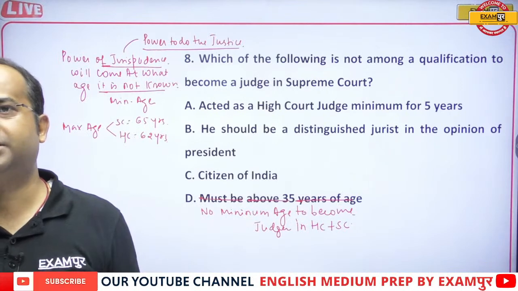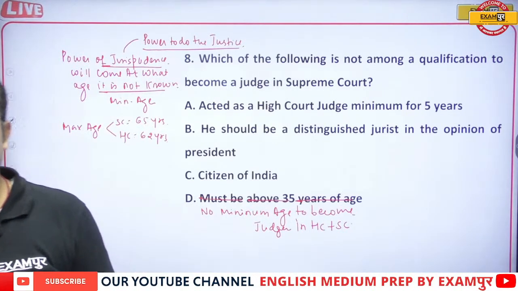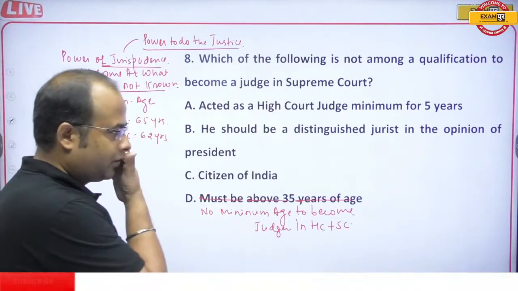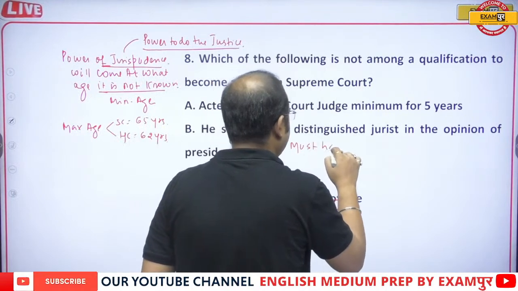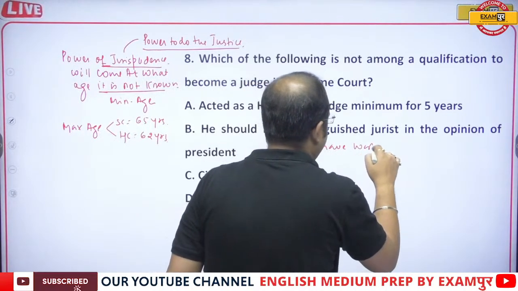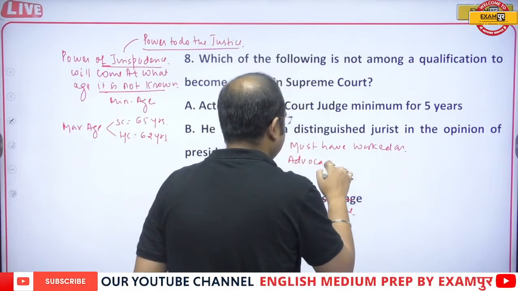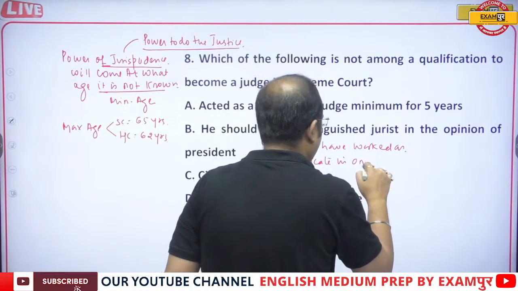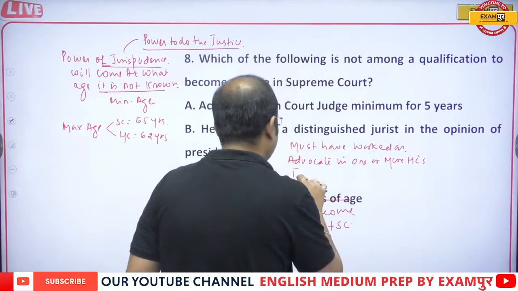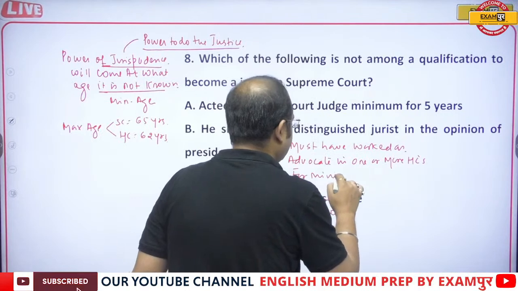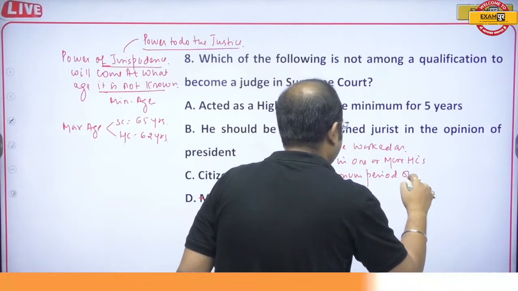So he must have acted as a judge for a minimum period of 5 years. He must be a distinguished jurist in the eyes of the president, must be a citizen of India, or must have worked as an advocate in one or more high courts for a minimum period of 10 years.